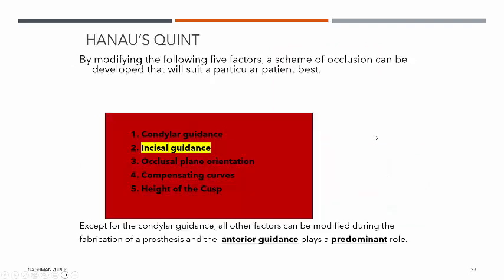Hanau's quint says that by modifying the following 5 factors, a scheme of occlusion can be developed that will suit a particular patient best. But incisal guidance is the most important, number 1. And condylar guidance cannot be changed. Condylar guidance we get from the patient when we are recording their protrusive records. And then we adjust the articulators according to that, based upon the Hanau formula, L is equal to H by 8.